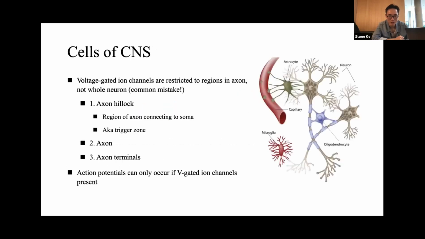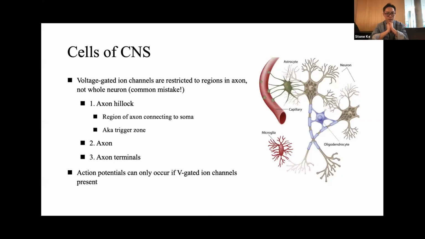Next slide, Lawrence. Okay, there you go. Actually, I lied, it's like two more slides. But so, cells in the CNS. You have the axon hillock, which is the region joining the cell body to the axon. You have the axon itself, that long bit, and then you have the terminal at the end. These three places are the only places where you have voltage-gated ion channels. This is important because these are the only three places you can have an action potential traveling.